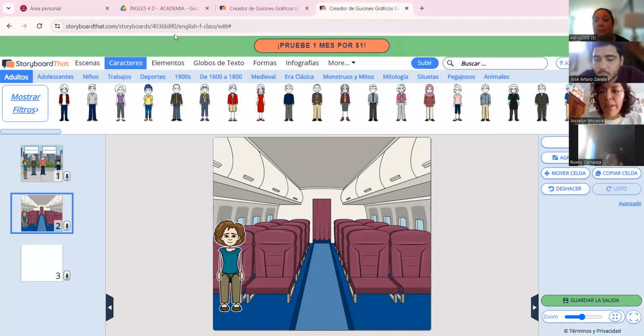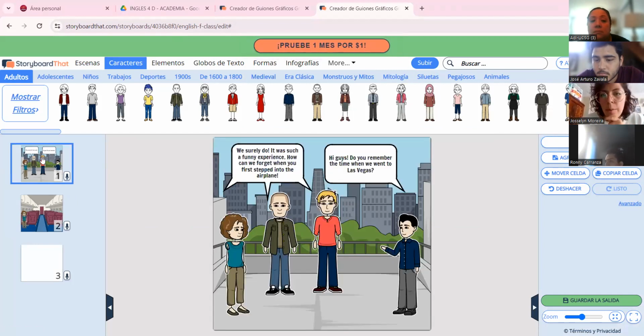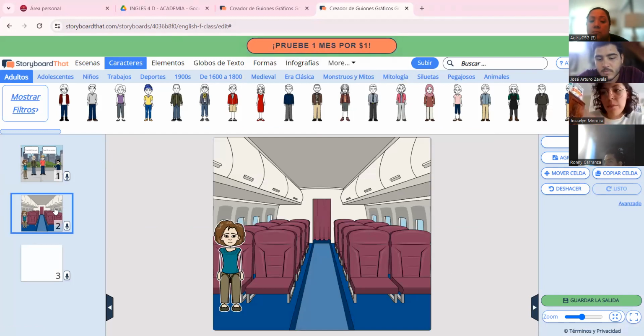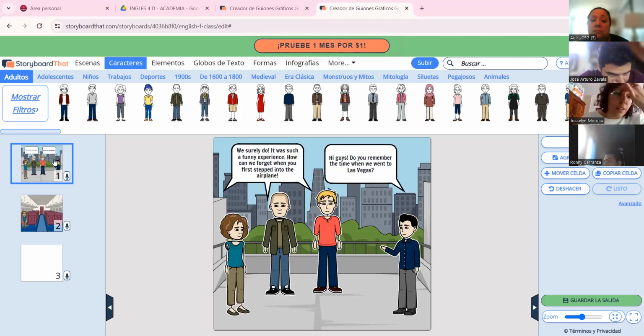Actually, it was like a reminder, like thinking about what happened. Look at the dialogue, please. Hi guys, do you remember the time we went to Las Vegas? Surely do. It was a fun experience. How can we forget when you first step into the airplane? So, then we move back to that moment in time whenever we were flying to Las Vegas and what happened in there. So there's a little dialogue, and then we go back to this scene, which is like the reunion of these friends. Something like that.